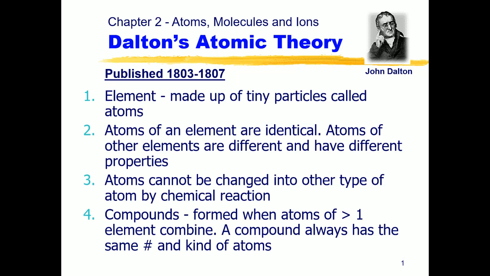All right, number 4, compounds form from atoms of one or more elements combined, and a compound always has the same number and kind of atoms. That was the law of constant composition that we talked about last time, basically saying that all the different molecules of H2O are going to have that composition. And then we have the word compound itself. I will use the words compound and molecule interchangeably, but just remember that they mean the same thing.